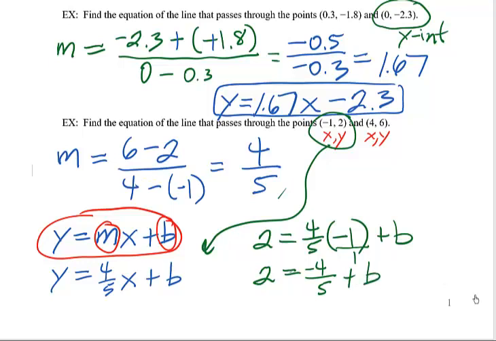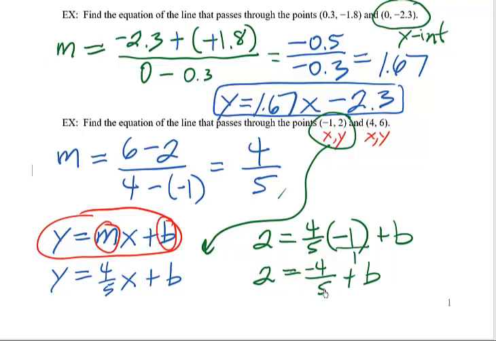If you are unhappy with the fraction here, you could now clear the fractions. And that would be great. You don't have to do that. You could always solve for b by adding 4/5 to both sides. You'd have to get a common denominator and all that. But my guess is that many of you would be happier if you just clear the fractions. Let's see what that looks like.